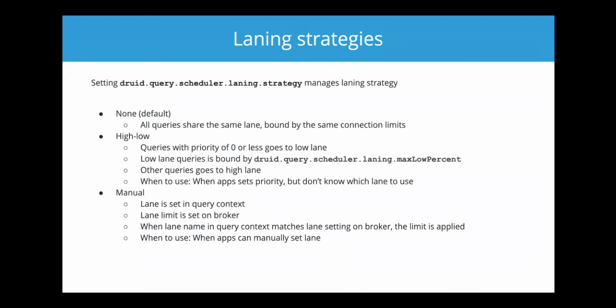And the third is manual, which is that the caller, the person who makes the query, will specify the lane it's going to go in as part of the query context. So rather than being based on the priority, they just explicitly say which lane it's going to go in. That can also make sense. The high-low one is designed to integrate well with folks that are already using Druid query priorities, and the manual one is designed mostly for fancy special setups where you have some special logic that's going to be deciding what lane to put things in, and you've configured lanes a certain way.